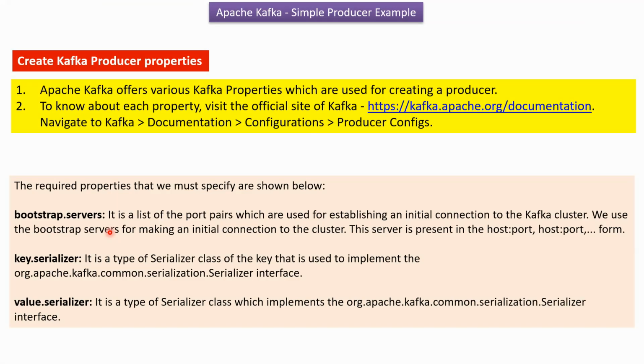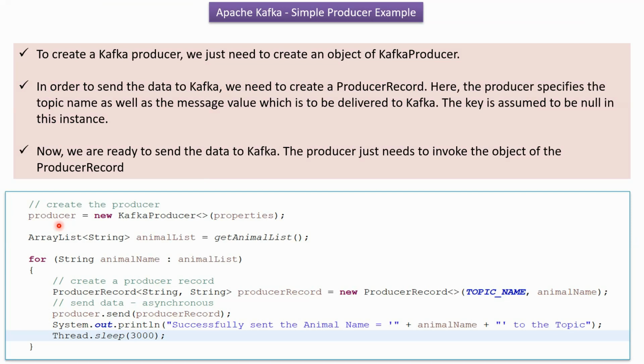In the example we have seen, we have used three producer properties: bootstrap servers, key serializer, and value serializer. To create a Kafka Producer, we need to create the object of Kafka Producer. And in order to send data to Kafka, we need to create a producer record. And in the producer record constructor, we have to specify the topic name and the message value. And in this case, the key is assumed to be null. And using the send method of the producer object, we can send data to Kafka.